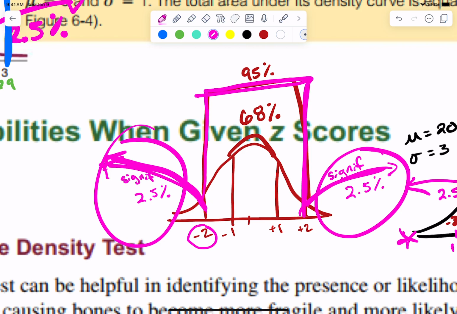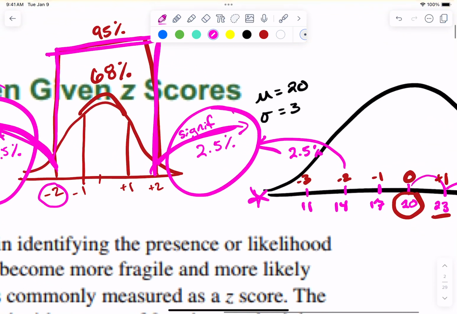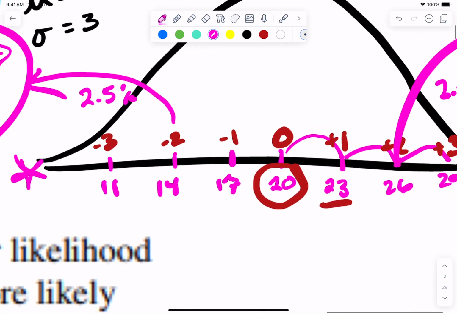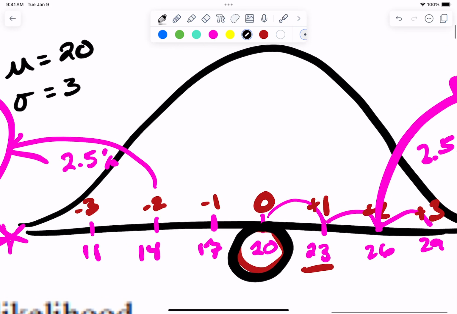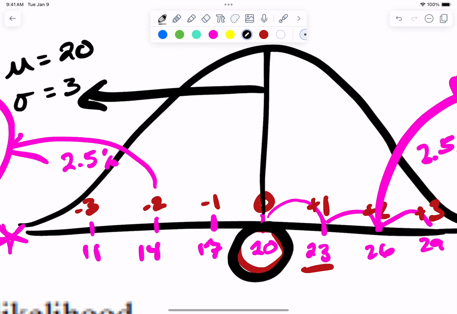Let's do this real quick. If I scored a 20 on the ACT, what percent of people scored less than I did? 50%, right? What percent of people scored higher than me?